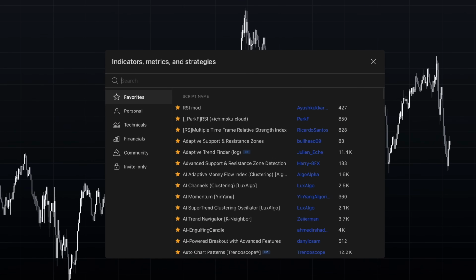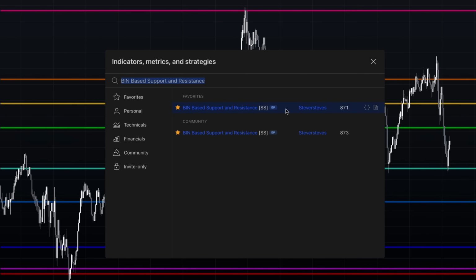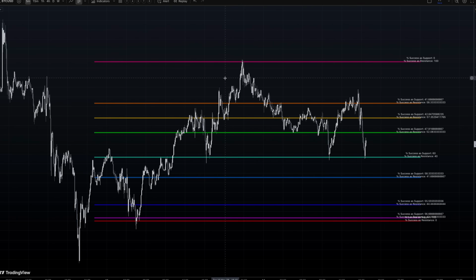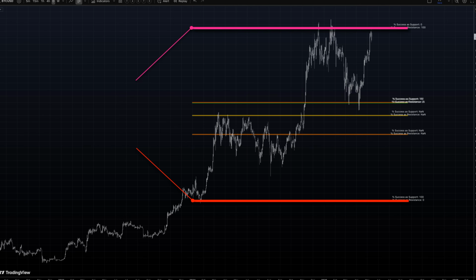Bin-based support and resistance created by Steves analyzes support and resistance through statistical binning methodology. It divides the price range between highest and lowest points into 10 equal bins, calculating average price within each bin to establish support and resistance zones. The indicator calculates averages within each bin to identify recurring price levels, where market participants tend to make decisions.